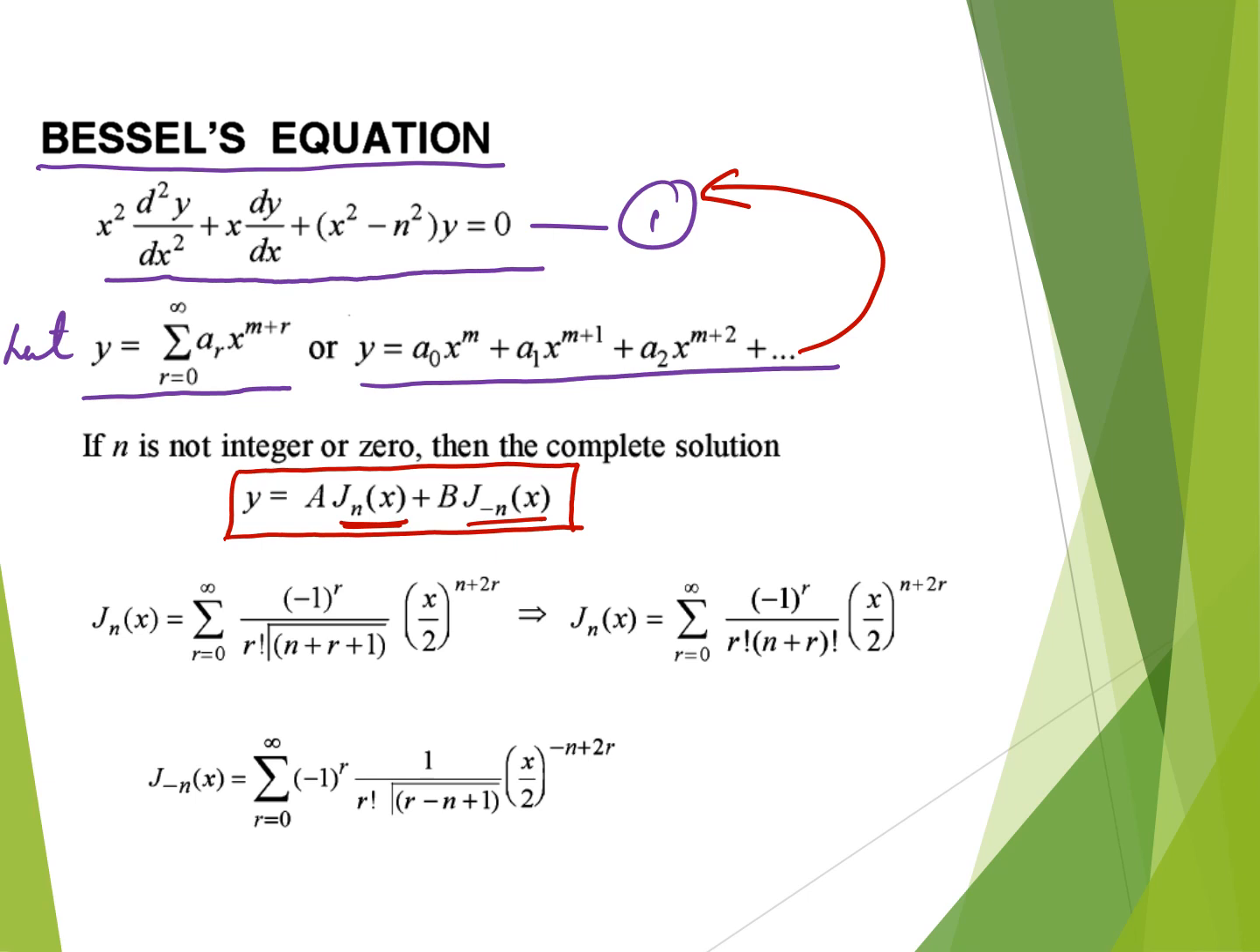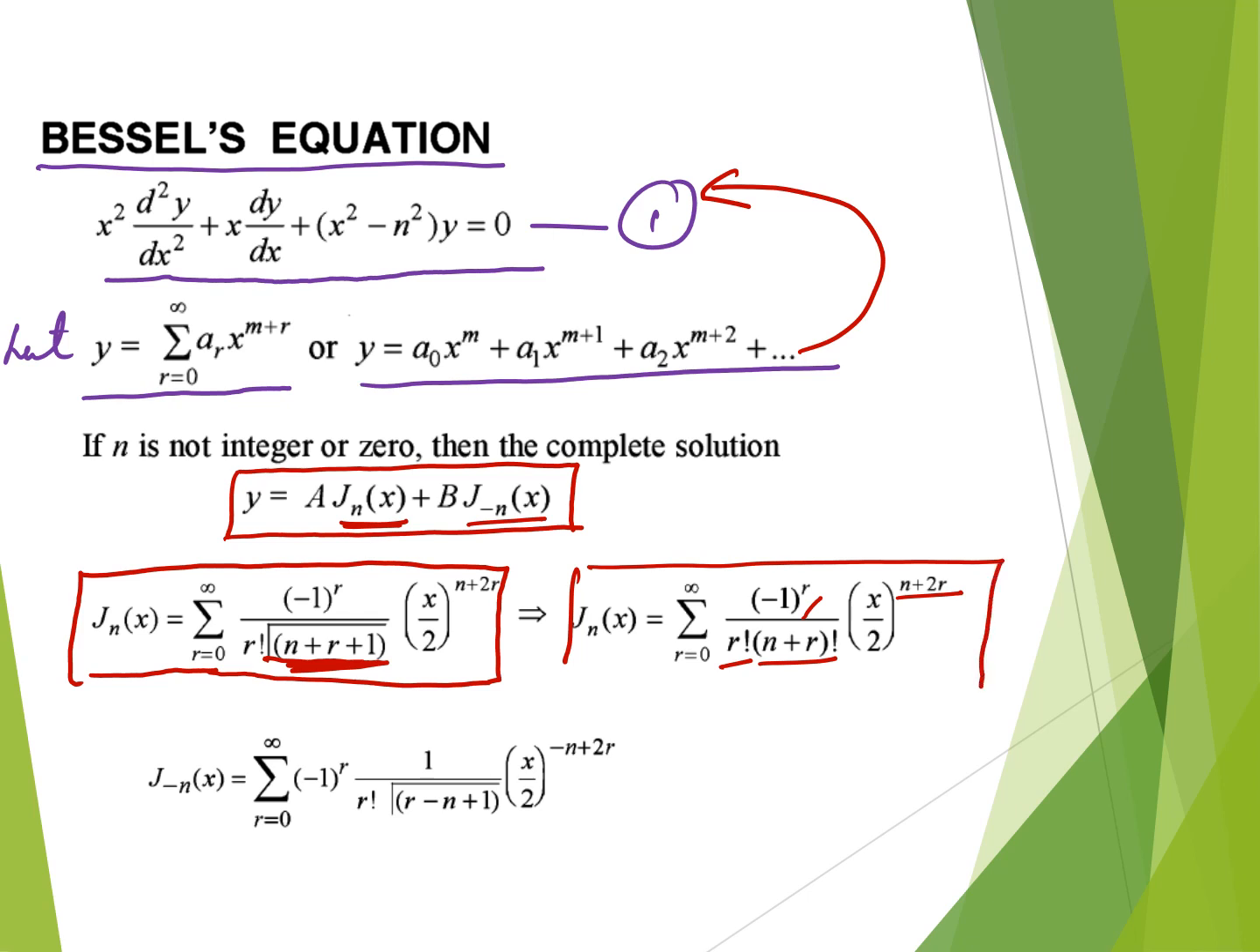Here J_n is known as the Bessel's function, and the value of the Bessel's function is summation r from 0 to infinity of (-1)^r upon factorial r into gamma(n plus r plus 1), or we can say factorial (n plus r), times (x/2)^(n+2r). So this is the Bessel's function J_n(x).